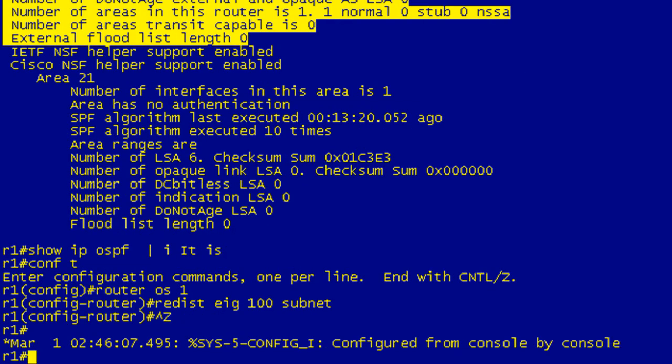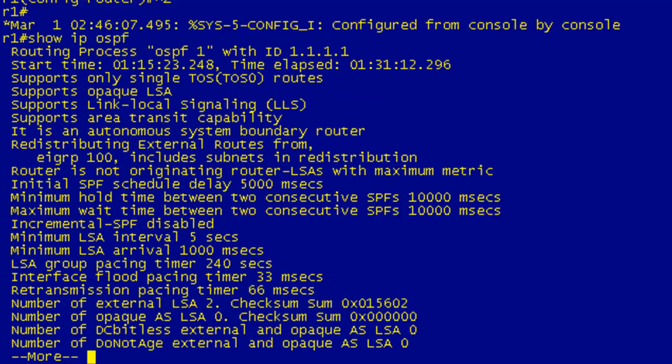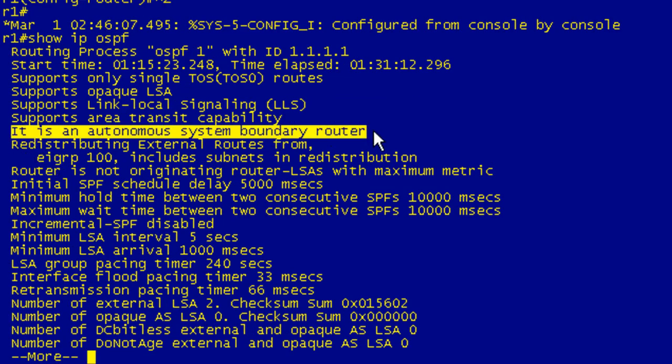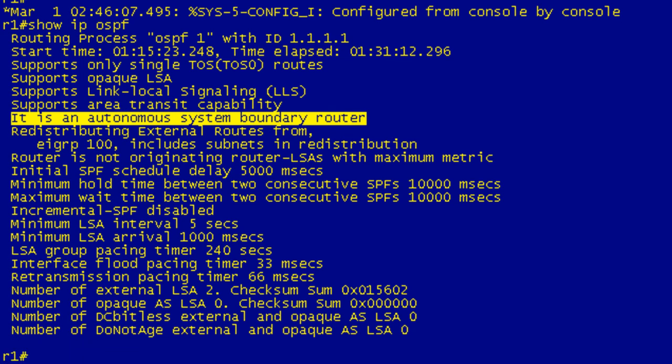Pop back up to R1, and now I'm going to issue my show IP OSPF. And the line that we're looking for is right here. It is an autonomous system boundary router. So you see that for this to actually be an ASBR, you have to have redistribution into OSPF.